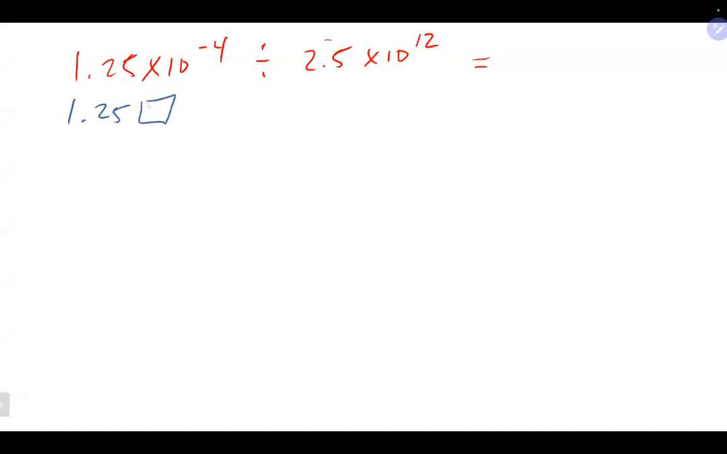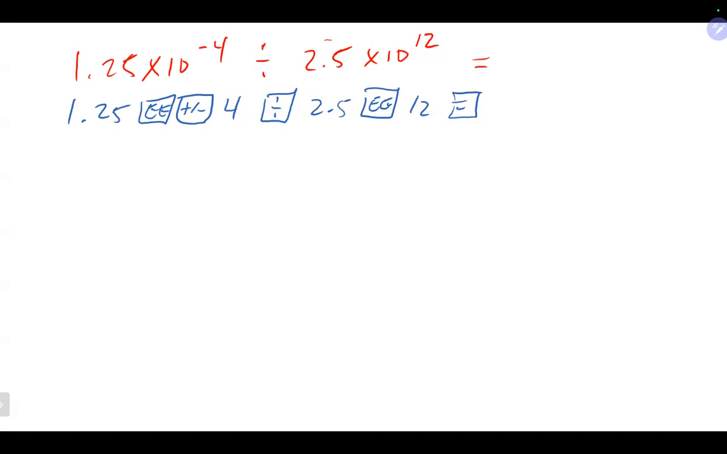Why don't we try one just to make sure? Let's do 1.25 times 10 to the minus 4, divided by 2.5 times 10 to the 12. See what you come up with. Okay, so if we're going to punch this in, I would go 1.25. I would hit my exponent button, I would hit my negative button, and I would hit 4. I would hit my divide button, 2.5, exponent button. In this case, it's a positive exponent, so I don't need the negative button, obviously. And I would do 12 and the equals button.